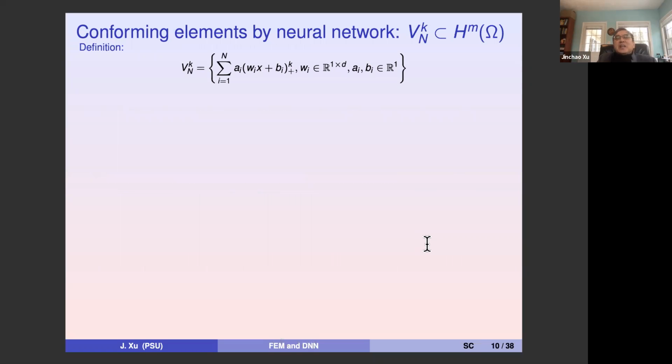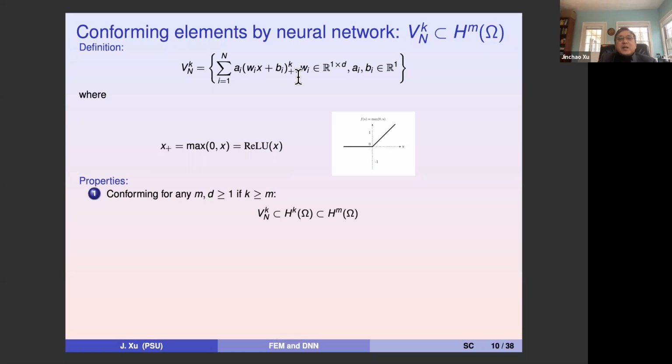Now we're talking about non-standard finite elements. This is something that is by neural network. So here's the deal. I take what's called ReLU. For those of you who play with machine learning these days, ReLU is a piecewise linear function. It's a finite element function. When x is less than 0 it is 0, x greater than 0 it is x. So I'm going to raise the ReLU to the power k.